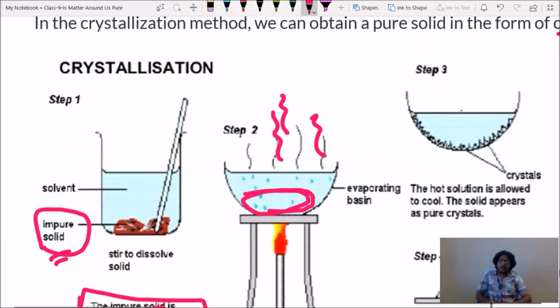Here water will carry all the impurities, and the water along with the impurities will be vaporized at the same time. That pure substance, the pure crystals, will be obtained at the bottom of the beaker.